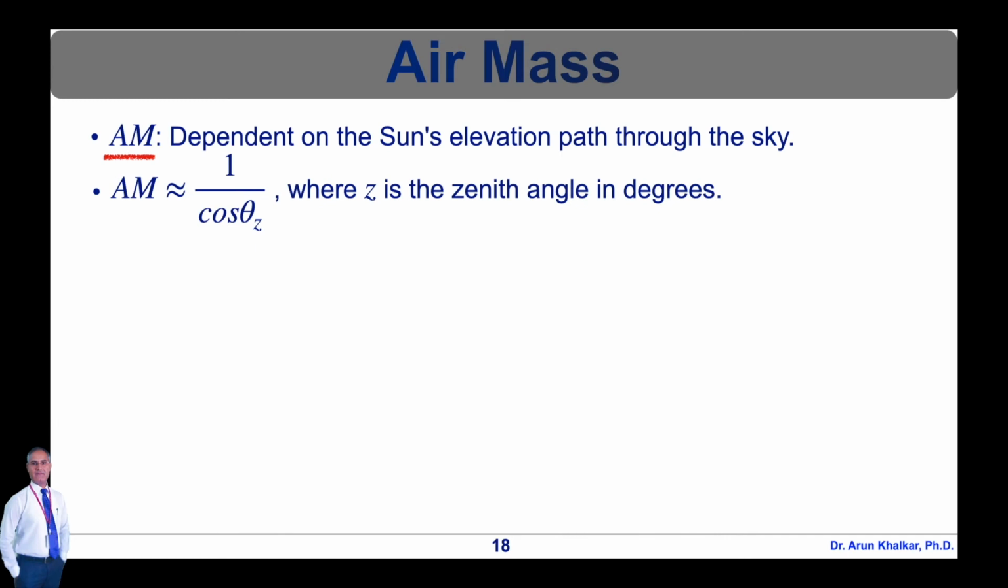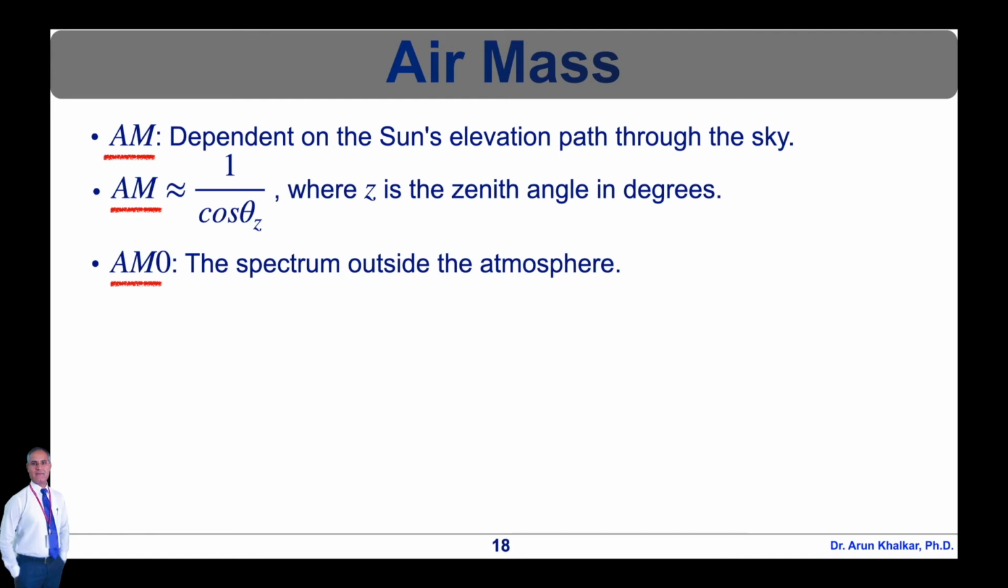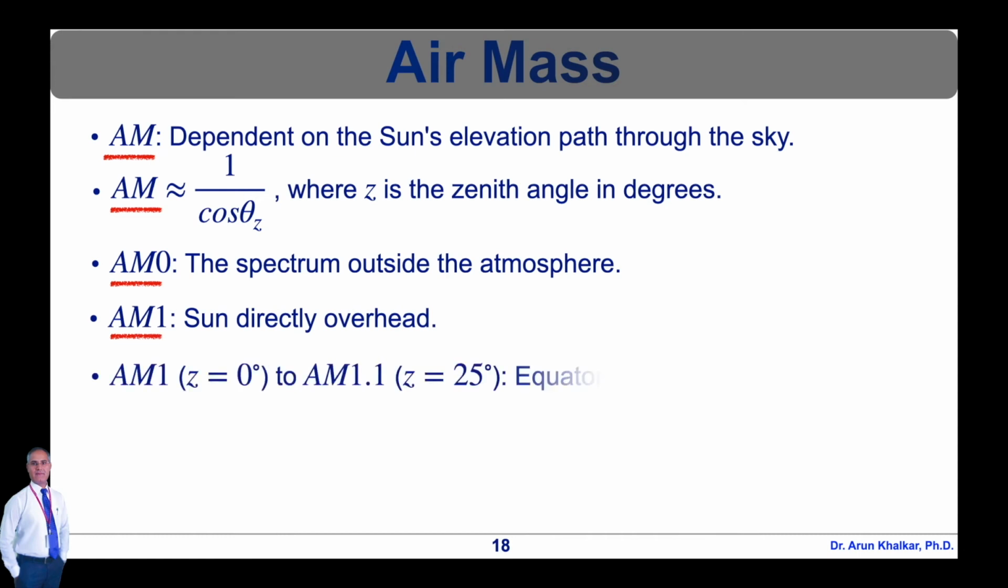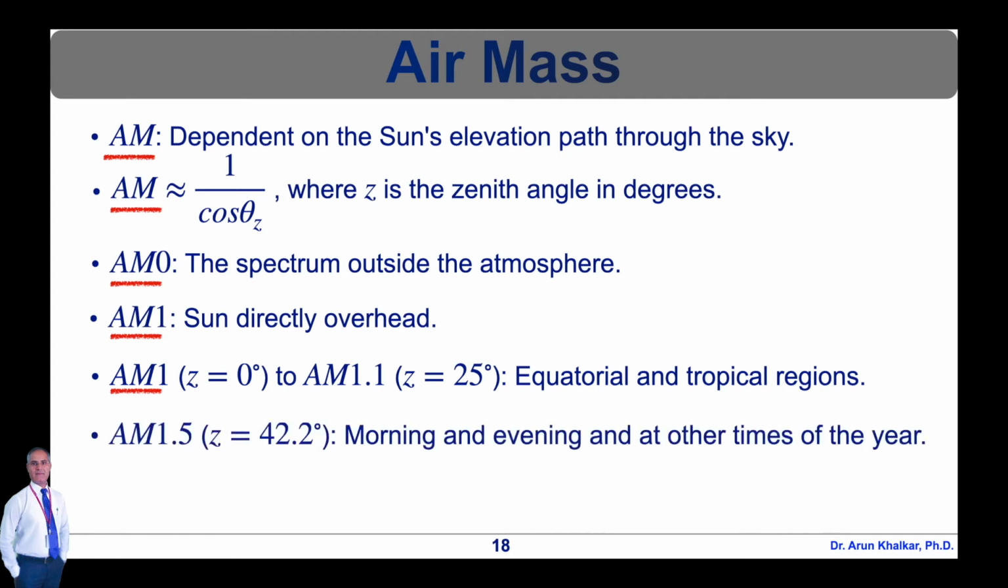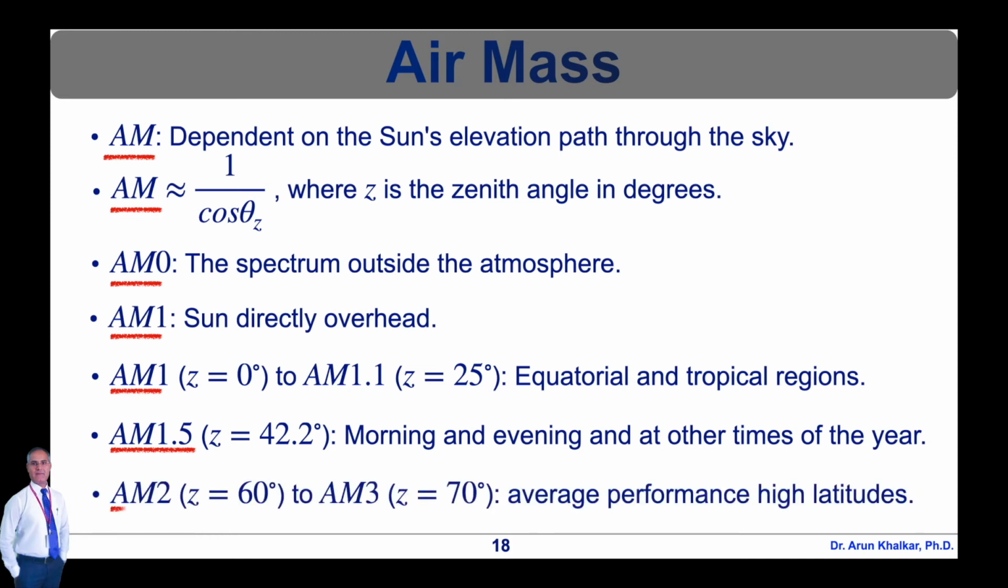Air mass 0 is the spectrum outside the atmosphere. Air mass 1 is the sun directly overhead. Air mass 1, at z equal to 0 degrees, to air mass 1.1, where z equals 25 degrees, is the location of equatorial and tropical regions. Air mass 1.5, where z is equal to 42.2 degrees, is for morning and evening and at other times of the year. Air mass 2 is where z is equal to 60 degrees, to air mass 3 when z is equal to 70 degrees, that is the average performance at high latitudes.